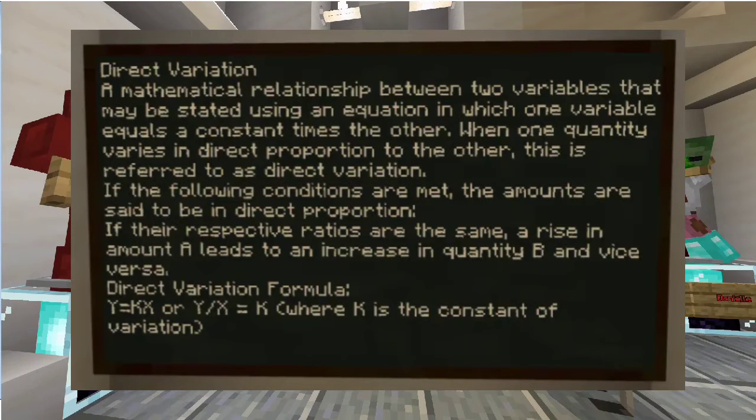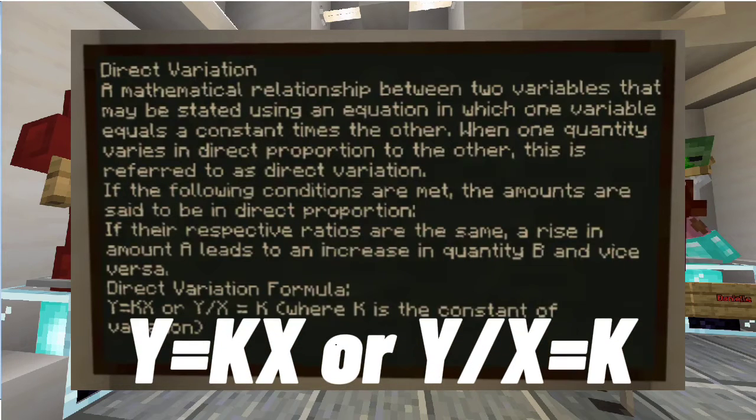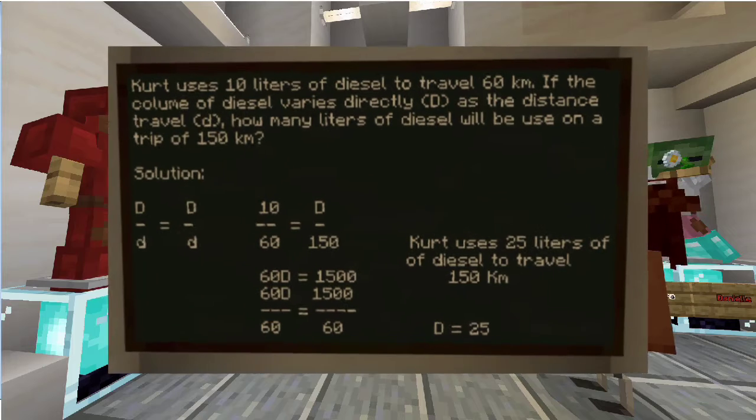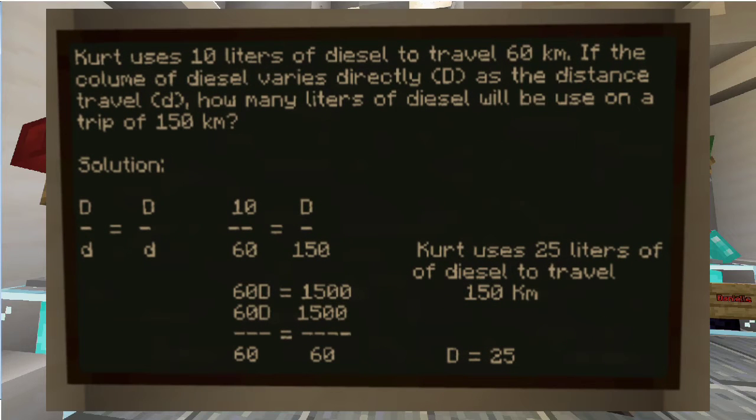vice versa. The formula for direct variation is y equals kx or y over x equals k, where k is the constant of variation. Kurt uses 10 liters of diesel to travel 60 kilometers. If the volume of diesel varies directly, capital D, as the distance traveled, small d, how many liters of diesel will be used on a trip of 150 kilometers?